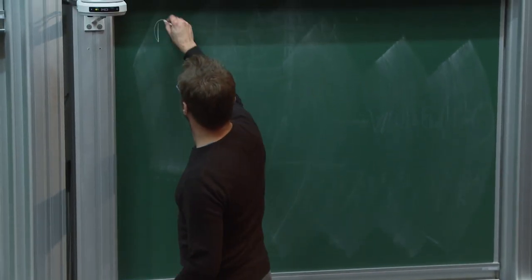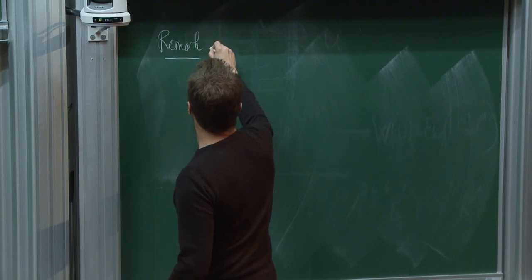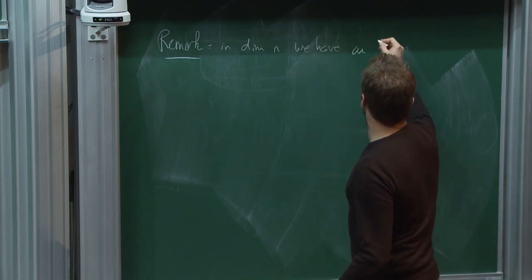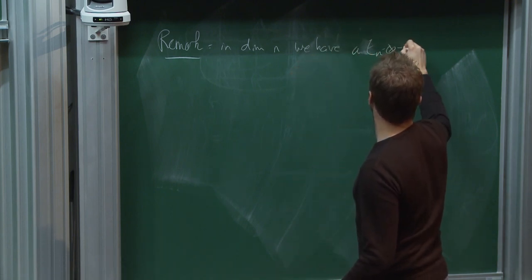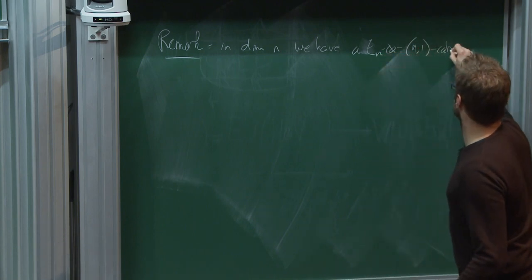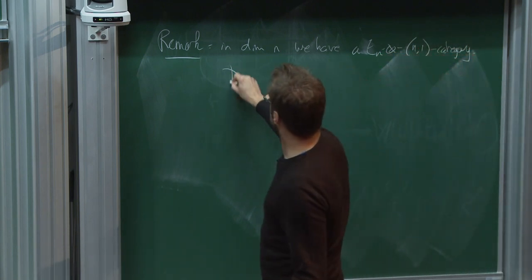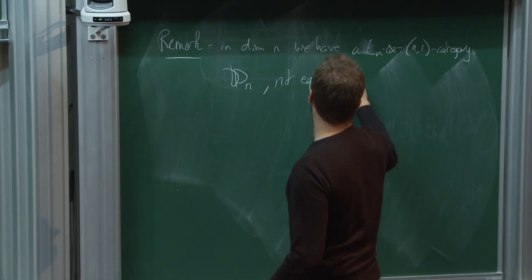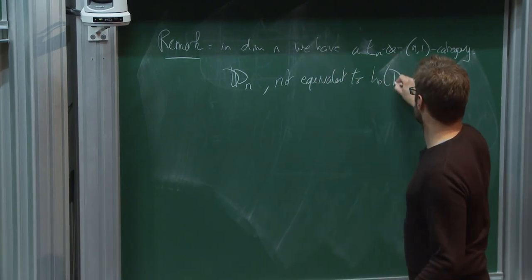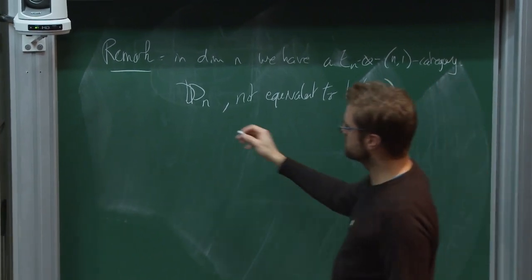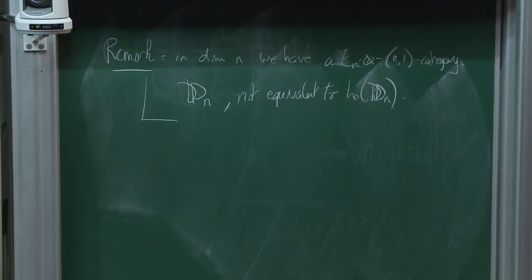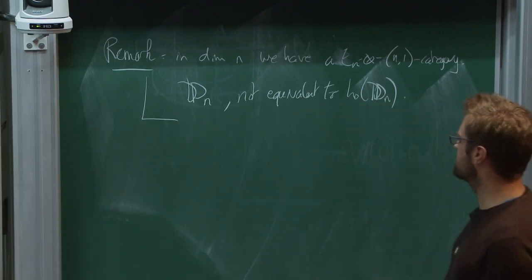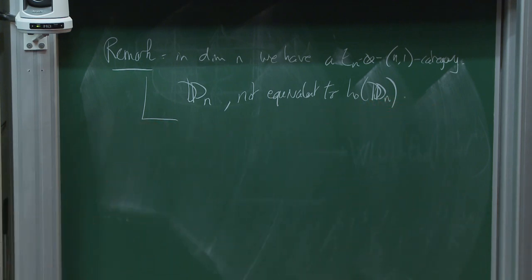So yeah, maybe a remark. In dimension n, we have an E_n monoidal (n,1)-category. And it's not equivalent to its homotopy category, while it is in dimension 2. Anyway, we'll see in the end that the specific examples that will solve the conjecture actually factor through the homotopy category. That's for a refinement of the conjecture.